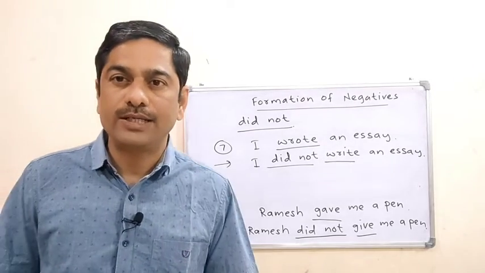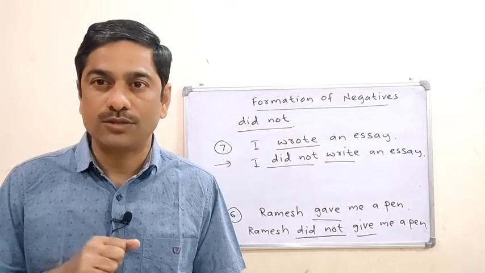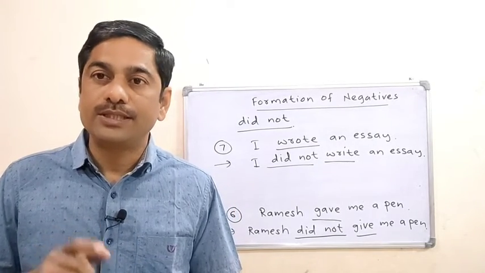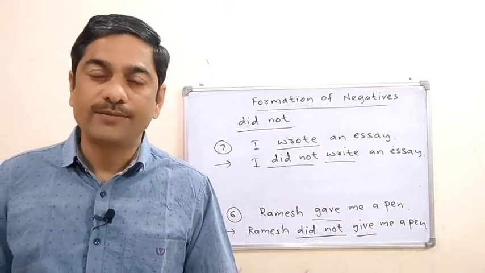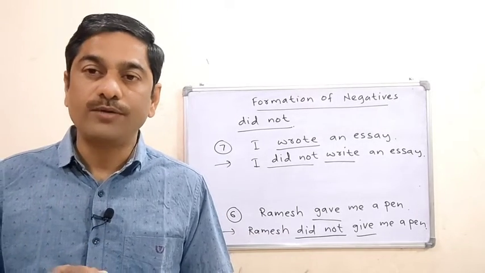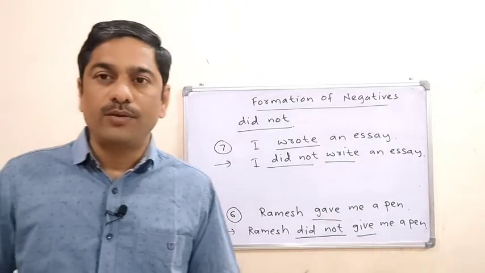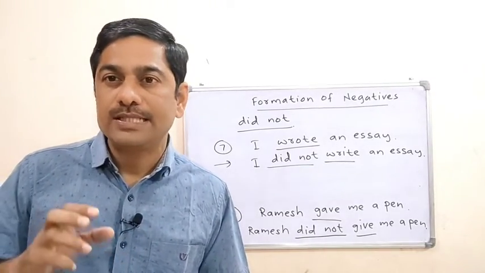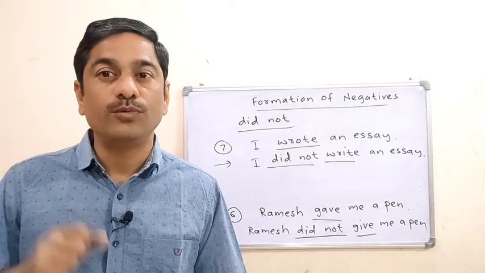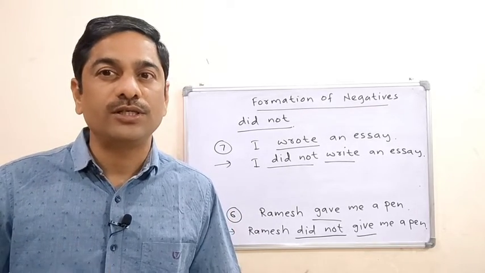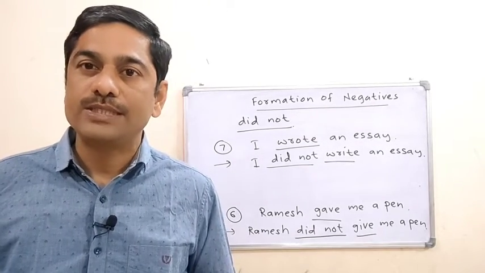When to make use of do not and does not? If the sentence is of simple present tense, then you will make use of do not or does not. If the subject is I, we, you, they, or a plural noun, you will make use of do not. And if the subject is he, she, it, or a singular noun, then you will make use of does not. And when to make use of did not? If the affirmative sentence is of simple past tense, then you will make use of did not for changing it into a negative sentence. So today we studied formation of negative sentences.